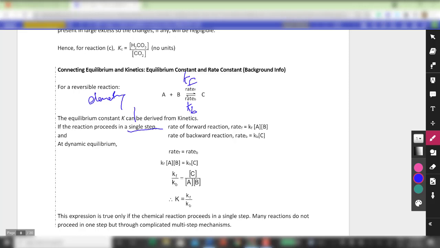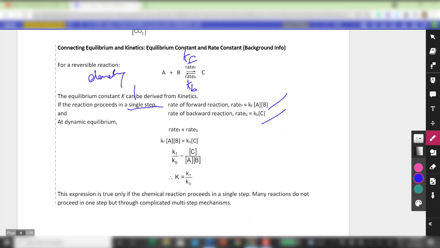If you're a little bit confused, you can go back and revise the kinetics notes towards the last portion. Okay, so we can write this out, and then the backward we can also write this out as well. And because the rate of the forward reaction is equal to the rate of the backward reaction, we can combine the two here. Then we shift them around, and you'll end up with this particular expression, and then you'll notice that this is actually the equilibrium expression.